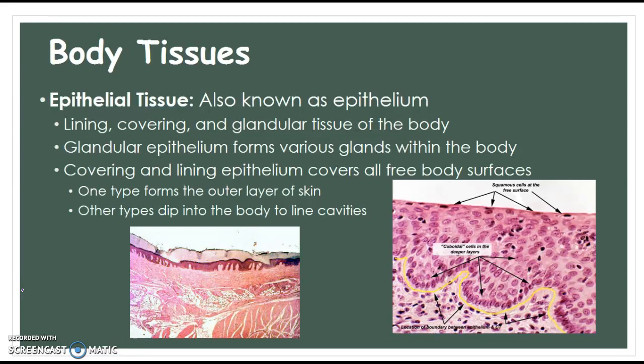So the first type of tissue we're going to talk about is epithelial tissue. You're going to see it called epithelium at times. Just know that that means epithelial cells and epithelial tissue. So back in our cell diversity lecture, we talked about how epithelial cells line and cover organs, and that's exactly what epithelial tissue does. It's going to line and cover organs, and it also helps to make up glandular tissue.